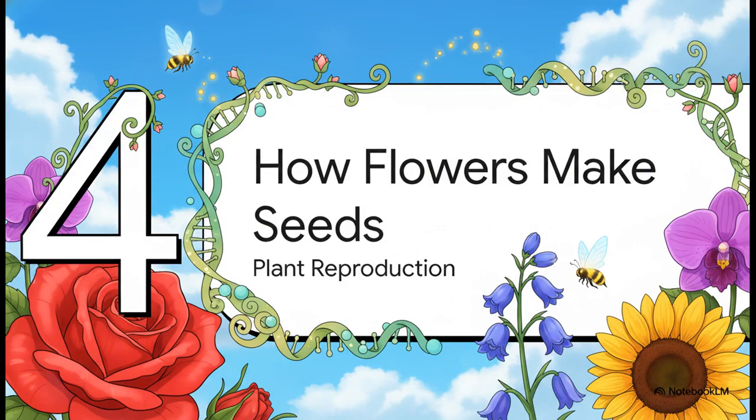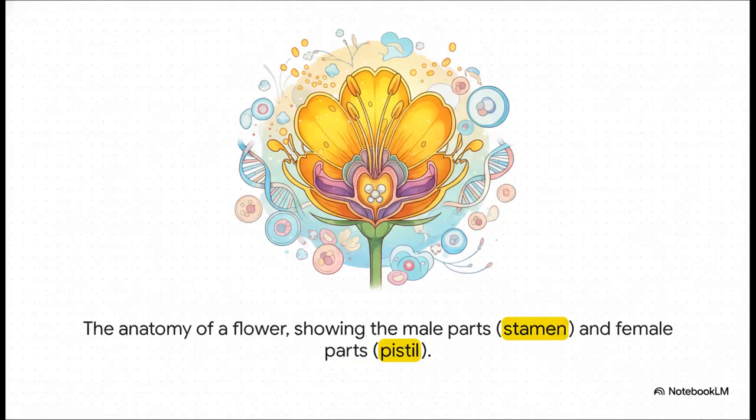And to see this in action, let's look at one of the most beautiful examples of sexual reproduction out there, flowering plants. So here's a look at the key parts inside a flower. You've got the stamen, that's the male part that makes the pollen, and then right in the middle you have the pistil, that's the female part, holding the ovules which will eventually become seeds. For anything to happen, these two have to meet.